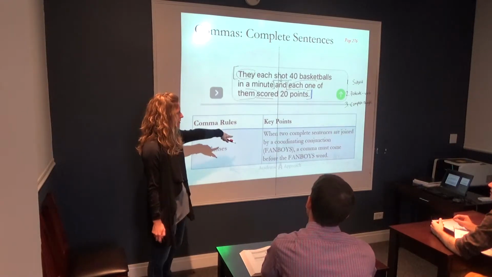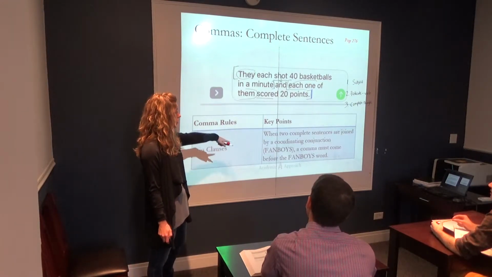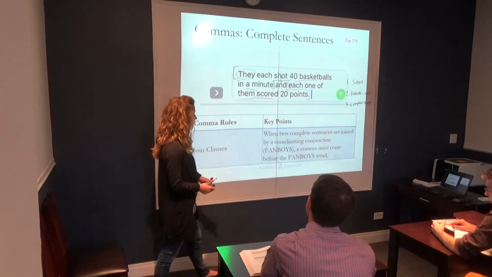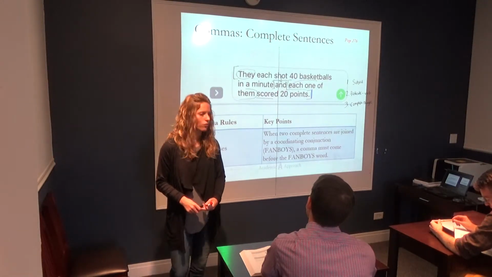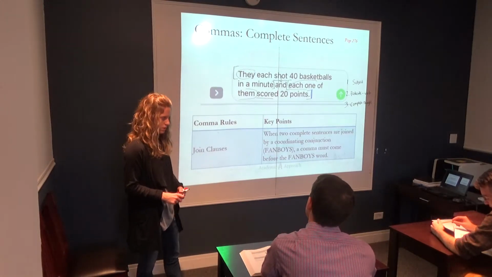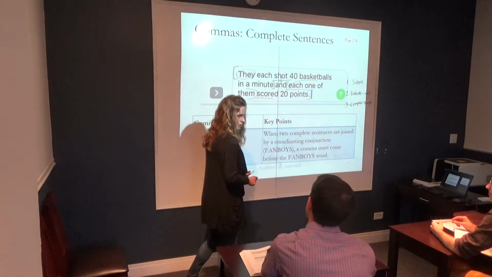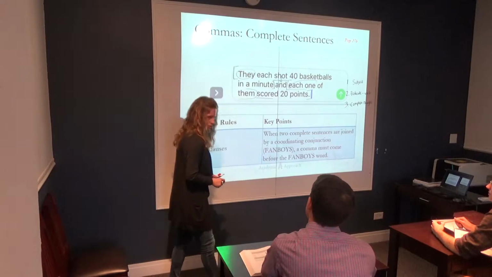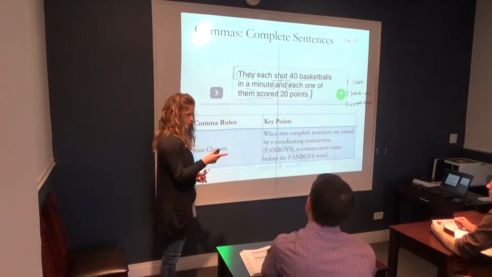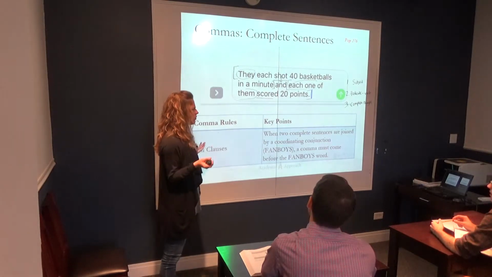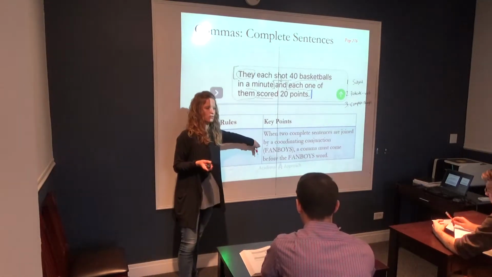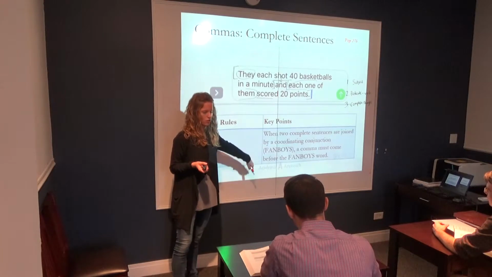When we have two complete sentences, they're joined by a coordinating conjunction. We also call them FANBOYS. A comma must come before the FANBOYS word. Where does the comma come, Joe? Before the FANBOYS. Where does it come, Brian? Before. Not after, right? Before. Beautiful. Everyone should be writing this down in your notes. Joe already did that. I see Brian and Laura catching up there.